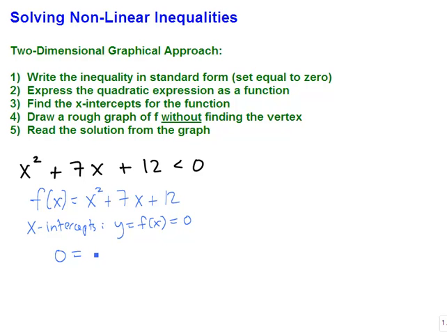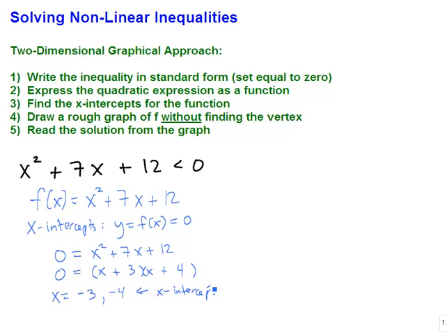So 0 equals x squared plus 7x plus 12. And in order to solve this, if you get lucky, it'll factor, which this one does. So if I set up my two sets of parentheses, I get x, and 3 times 4 gives me 12, and 3 plus 4 gives me 7. So that's why this factors. So my two solutions are going to be -3 from this factor and -4 from this factor. And remember, these are going to be our x-intercepts.